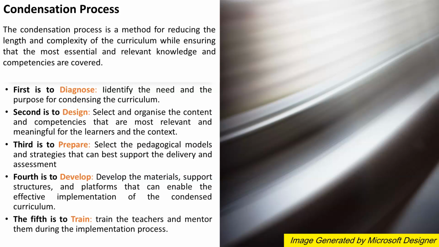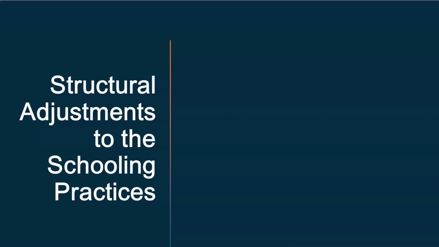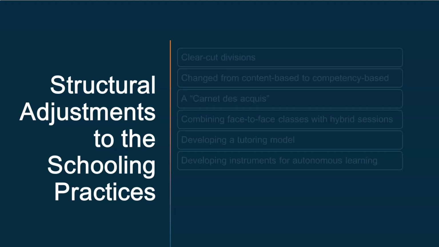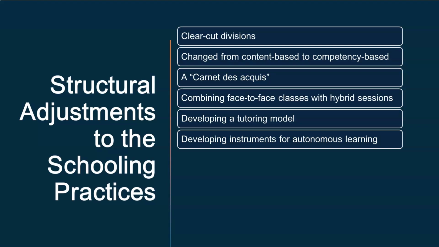What can happen if we apply structural adjustments to the schooling practices? It is also suggested that some structural adjustments to the schooling practices may be required to successfully implement the condensation curriculum. These adjustments are: 1. The clear-cut divisions between school grades should be replaced by competency levels not directly linked to age. 2. Assessment to be changed from content-based to competency-based.